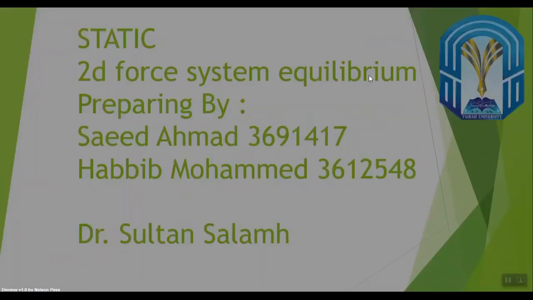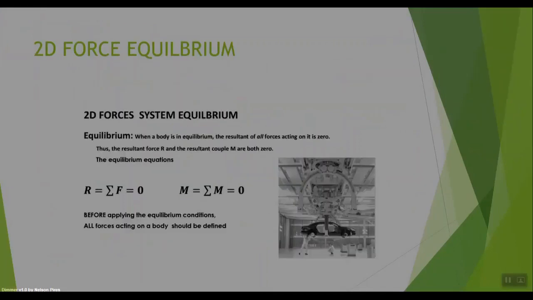Today I will be explaining the chapter 2D force system equilibrium. Equilibrium means all resistance forces equal zero. We have two most important things in this chapter. The first one, draw the free body diagram. The second one, write the three equations equal zero: sigma Fx equals zero, sigma Fy equals zero, sigma of moment equals zero.